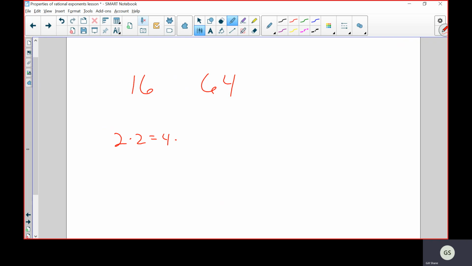Is 4 times 2 16? Because I'm going to keep multiplying 2 until I get above 16 or I hit 16. 4 times 2 is 8. Is 8 times 2 16? Yeah, it is. So there we go. That's a base. How many times did I do it? What's my exponent on that 2? How many times did I multiply 2's?